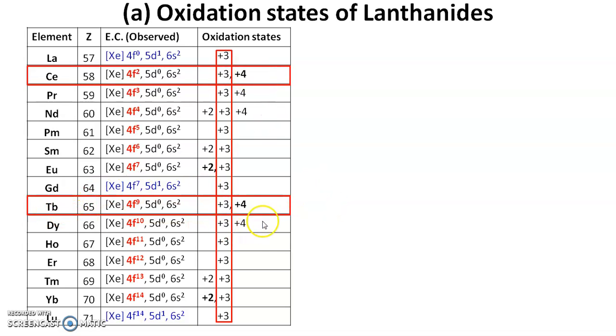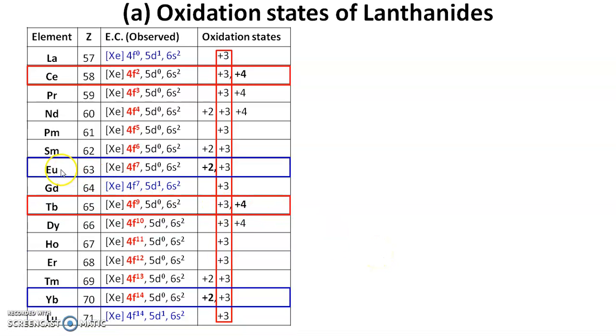Similarly, terbium also shows +4 stable oxidation state. The reason for this is, to get +4 oxidation state, when terbium loses 2 electrons from the 6s orbital and 2 electrons from the 4f orbital, then its configuration becomes xenon 4f7, which is again a stable electronic configuration. So cerium and terbium show +4 oxidation state.